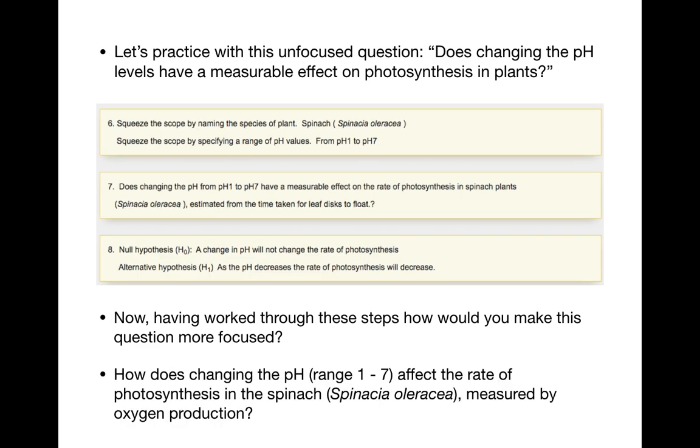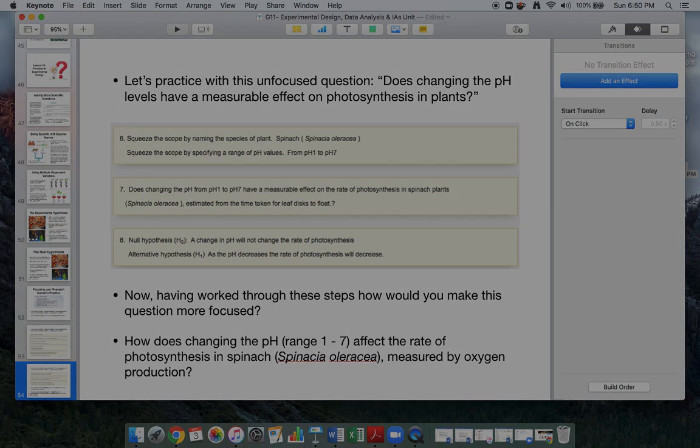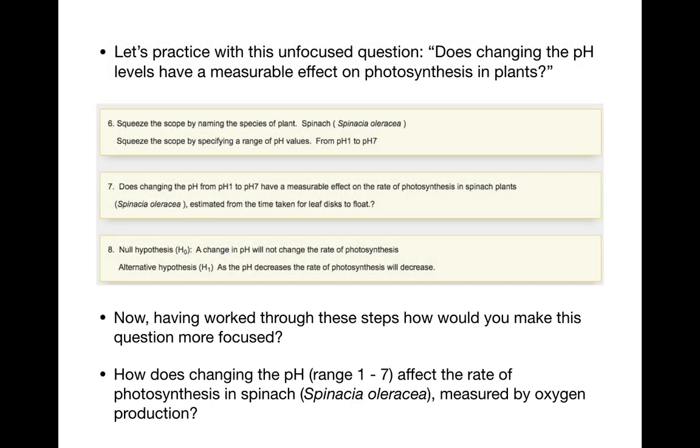Well, here's my example. How does changing the pH, range 1 to 7, affect the rate of photosynthesis in spinach? Oh, not in the spinach, just in spinach. Look at this, full of typos. Spinacia oleracea measured by oxygen production. So instead of doing the spinach disc to float, I did oxygen production with an oxygen probe. You can do that as well. But notice I clearly have my variables, I clearly have how I'm going to measure things, I have a species, it's much more focused than it started off being.